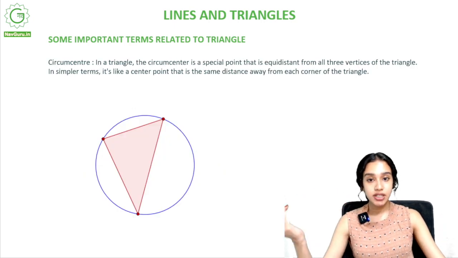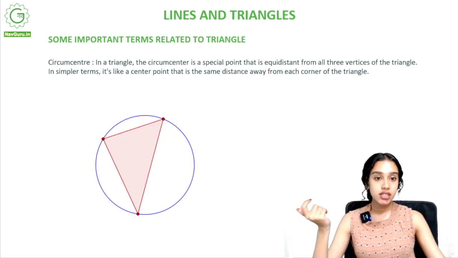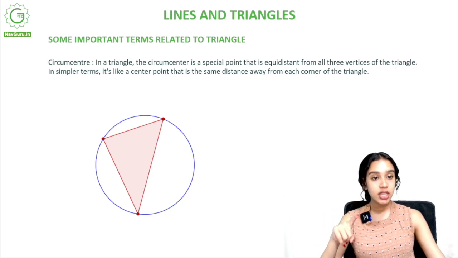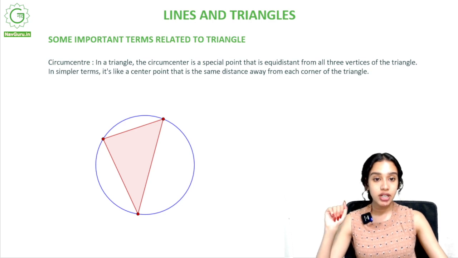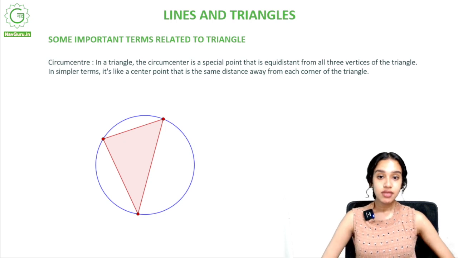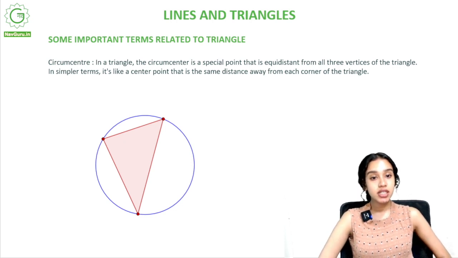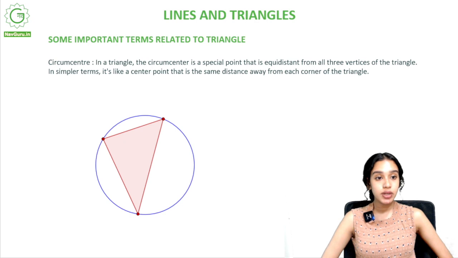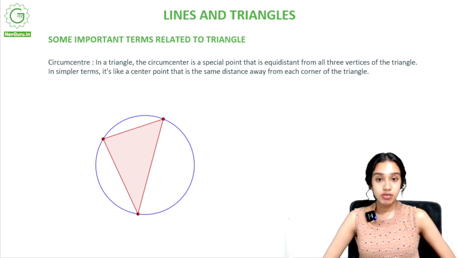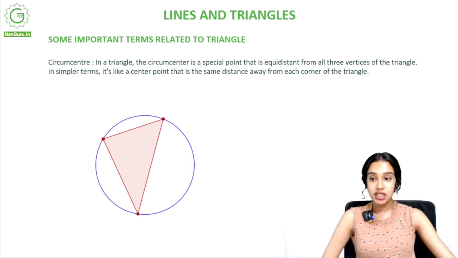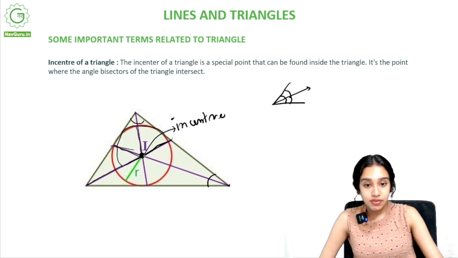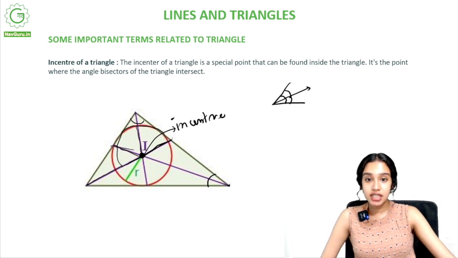Now we have the circumcenter. In a triangle, the circumcenter is a special point that is equidistant from all three vertices of the triangle. In simpler terms, it's the center point that is the same distance away from each corner of the triangle. Now this is actually the circumcenter of the triangle, right?